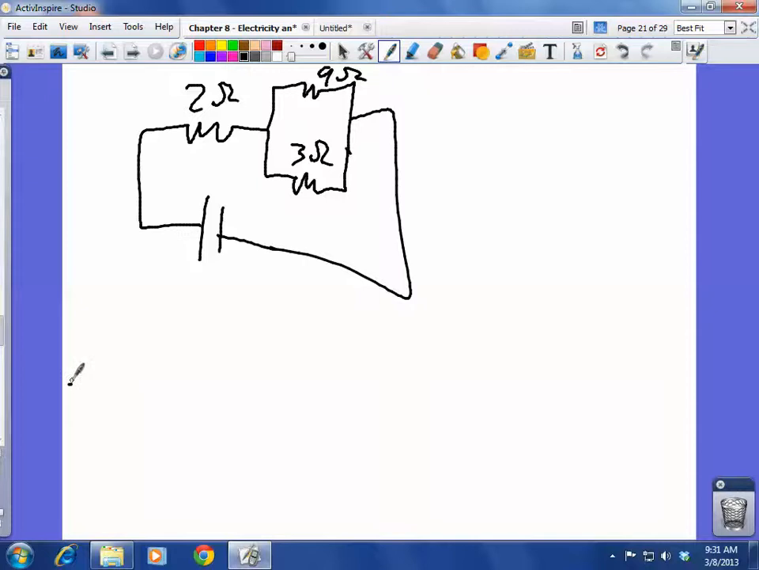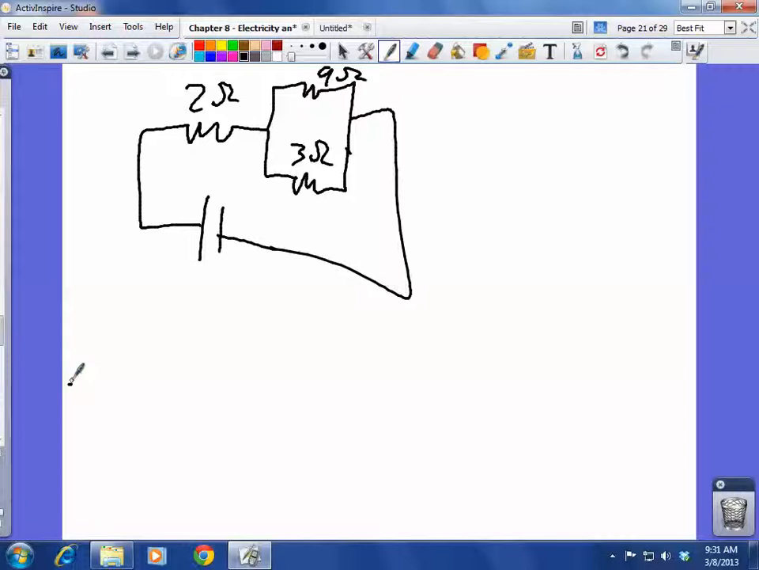So when we have a circuit like this, we need to see what is in series with what and what's parallel to what. So remember, series just means we're connected end to end. And parallel is that step ladder type thing. So what is in series with what here? This 2 ohms is in series with this whole chunk here.